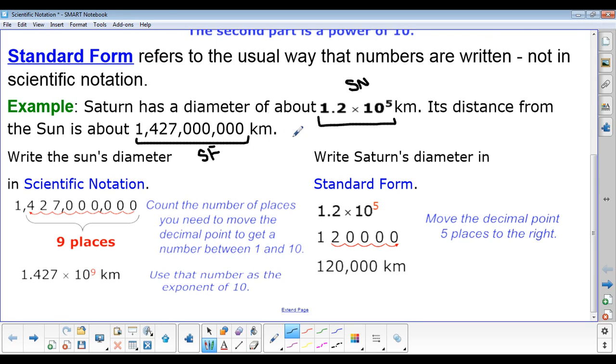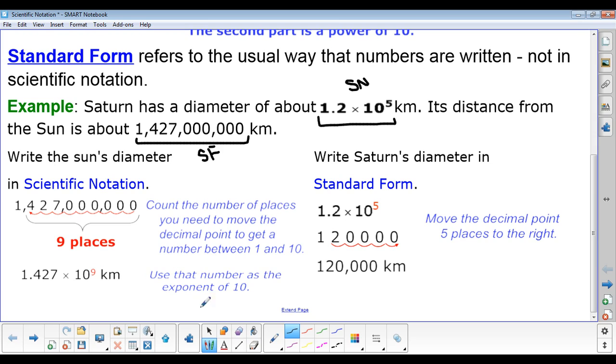So you can see having to work with a number this big can be really tricky. So in order for us to convert back and forth, we just need to focus on the decimal places. In this video, I'm going to go over how to write something that's in standard form into scientific notation. So we need one that's in standard form. This one is in standard form.